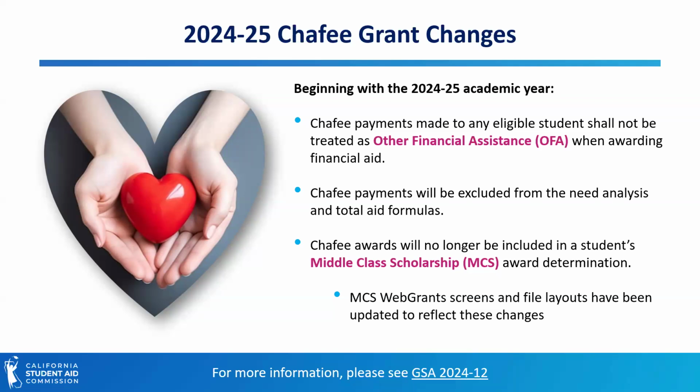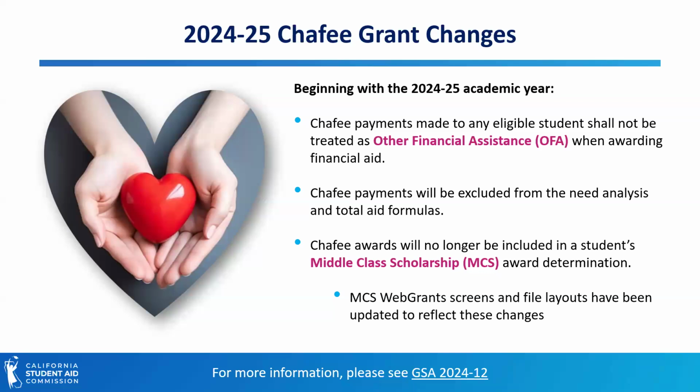Before, students who were receiving Pell Grant, Cal Grant, the Foster Youth Access Award, and perhaps other institutional aid or scholarships, if they were hitting their cost of attendance, it's possible that their Chafee Grant would need to be reduced because Chafee Grant was based on need, remaining need, that is. Now that it is no longer considered other financial assistance, Chafee payments are excluded from the need analysis and total aid formulas. And the other good news is that Chafee is no longer included in the student's Middle Class Scholarship award determination.